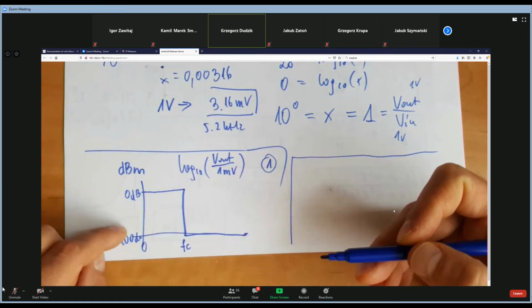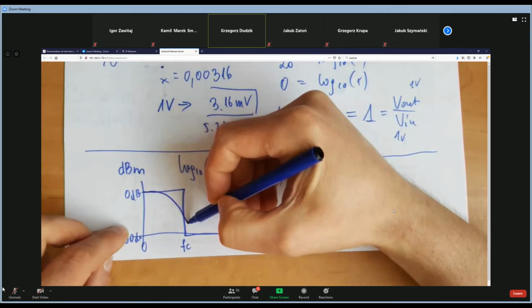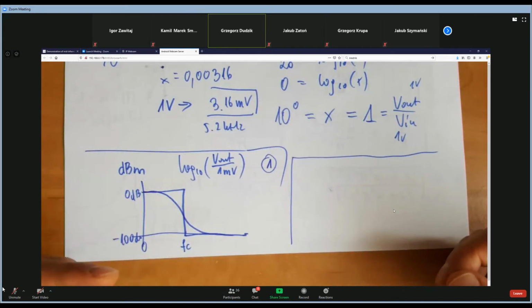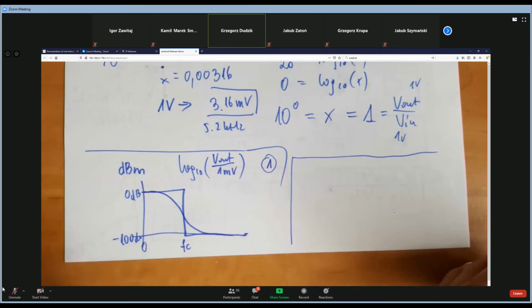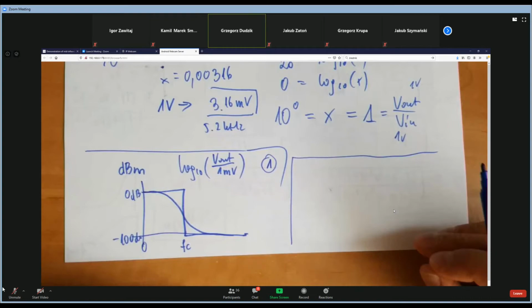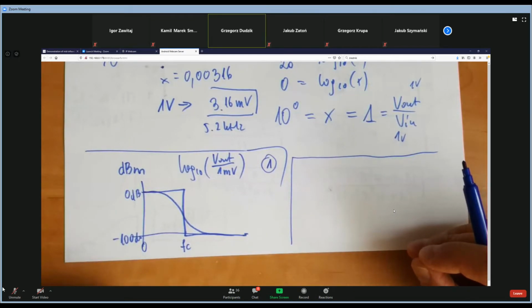But this is the ideal case. We know this is not true. Real circuits look like that. They have such functions. So the question is, for describing the properties of the filters and determining the cutoff frequency, we have to choose some specific point on this characteristic for the cutoff frequency.